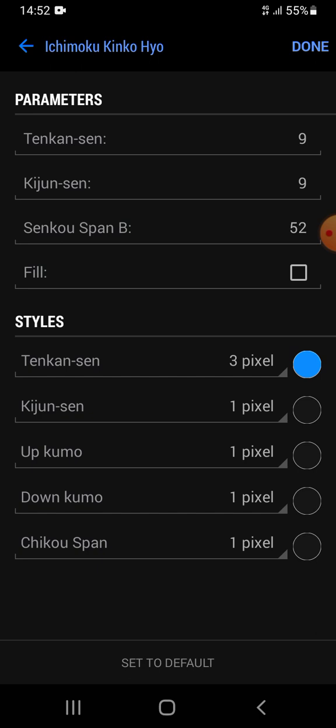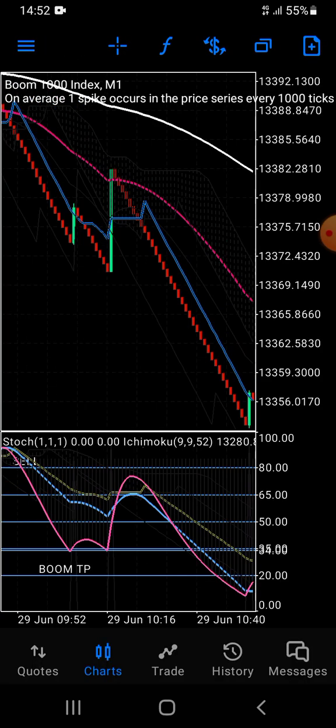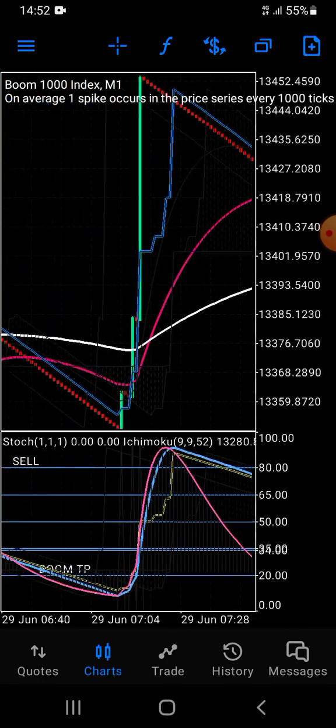Mine is black, that's why I've chosen black, 1 pixel, so it doesn't show. I want this to be a bit darker, so I'm going to make it 4 pixel. Click done. Okay, so that's all for the main window.